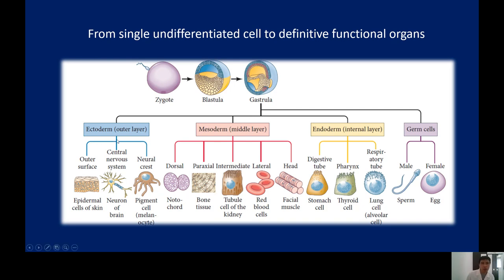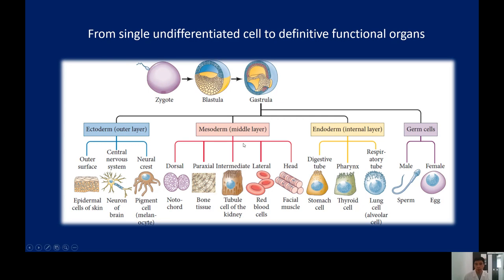See here that the ectoderm is located in the outer layer of the embryo. The ectoderm will form epidermal cells like the skin, and the central nervous system, like the formation of the neurons, or the neural crest that will then be transformed into melanocytes, the pigment cells for our skin and also for our eyes, for example.